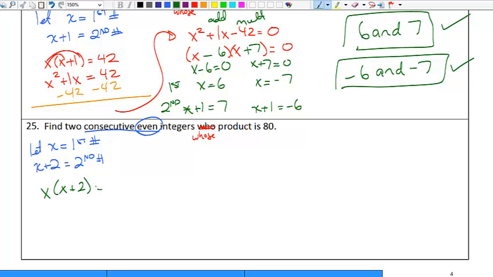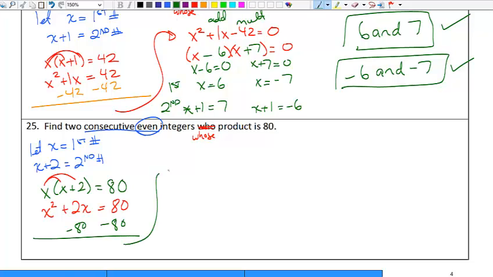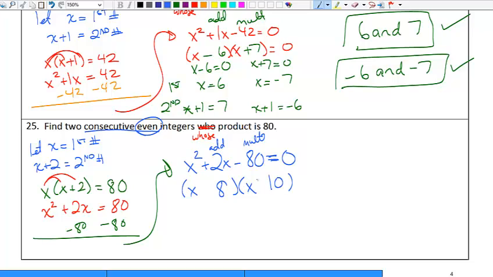The product needs to multiply to 80. So that's my equation. Now I'm going to distribute, x squared plus 2x equals 80. To solve, I need one side equal to 0, so I subtract 80 from both sides, getting x squared plus 2x minus 80. Again, this is an easy trinomial. The first terms are x and x. I need two numbers that multiply to 80 and add to 2. I think that's 8 and 10. Because the 2 is positive, the 10 has to be positive, and the 8 has to be negative.